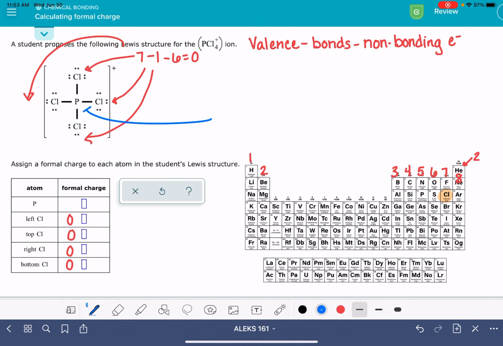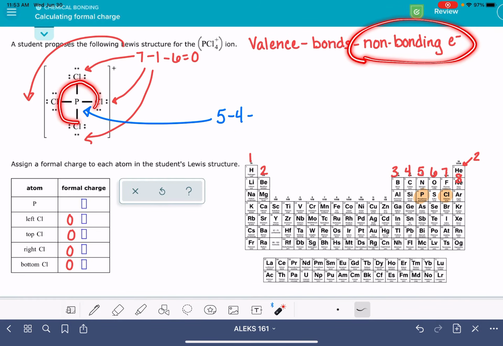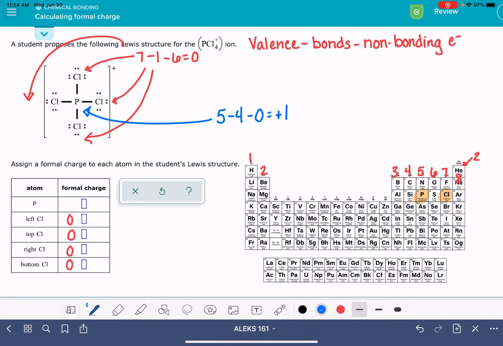So now let's do the phosphorus. We need to locate phosphorus on the periodic table. It's right here. It has a total of 5 valence electrons. Next, we want to look at how many bonds are around the phosphorus. The phosphorus has 1, 2, 3, 4 bonds. And then the number of non-bonding electrons around the phosphorus, it does not have any. So that is a formal charge of +1. And we'll fill that into this box.